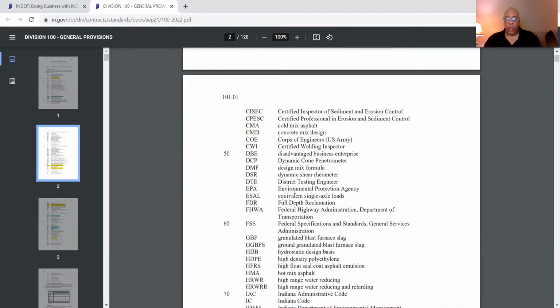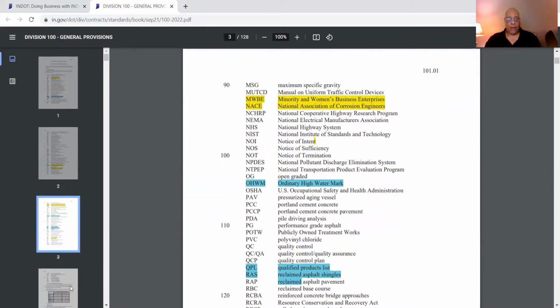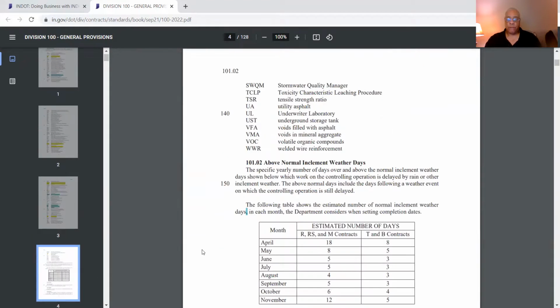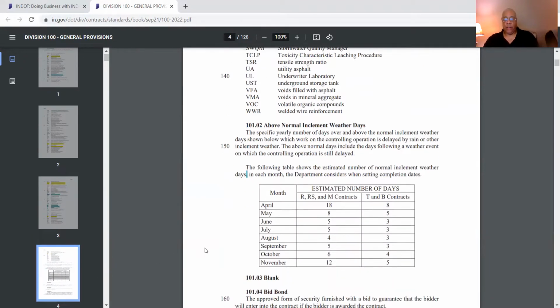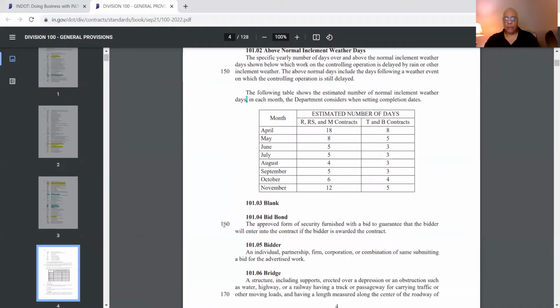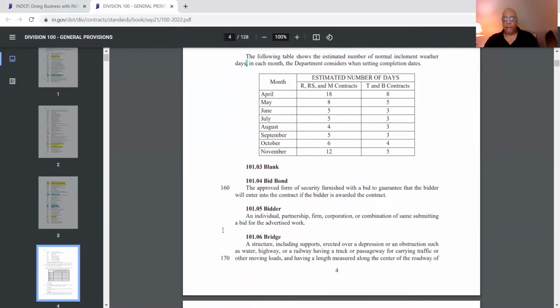You have COE, the Corps of Engineers. And there's a lot of other information in this book to help you get through your project. Again, you have weather, above normal inclement weather days. You have it in this book. You have your bid bond.